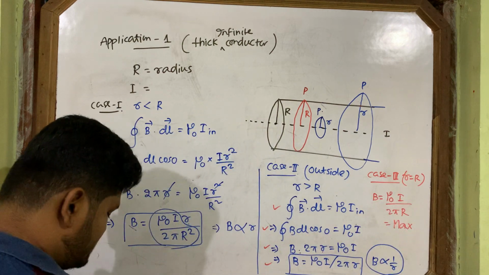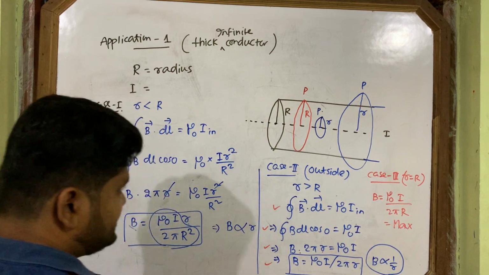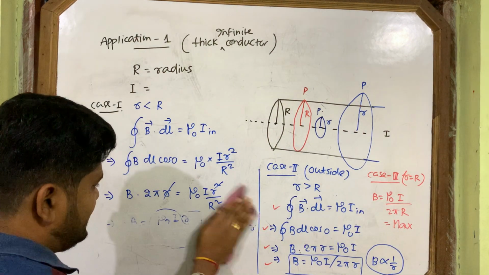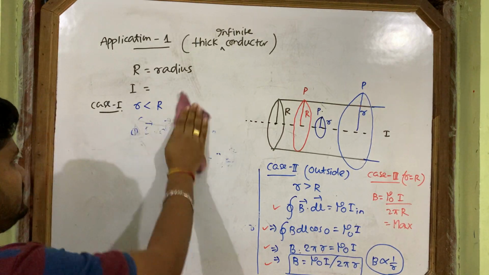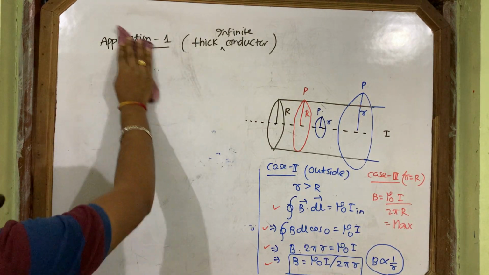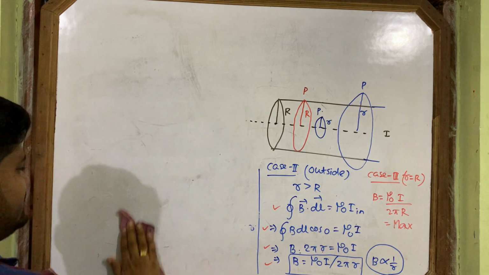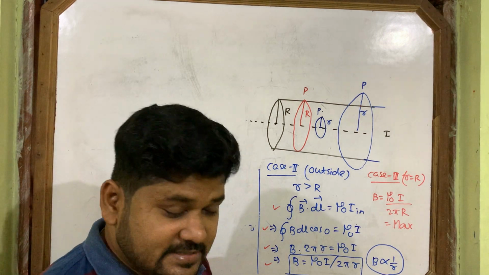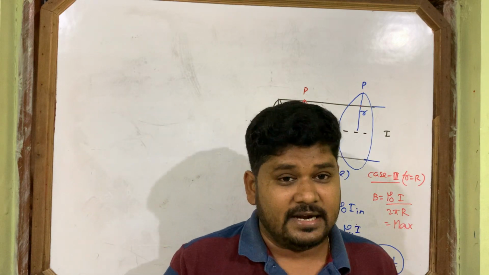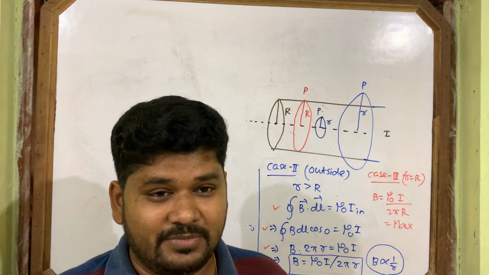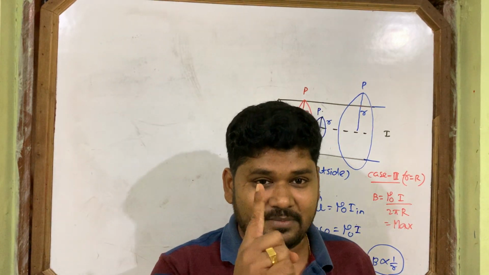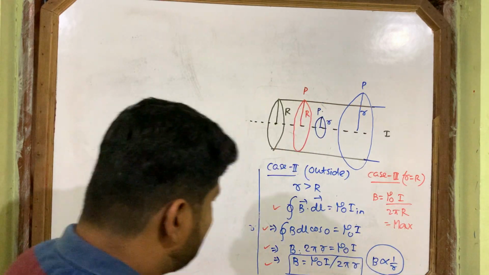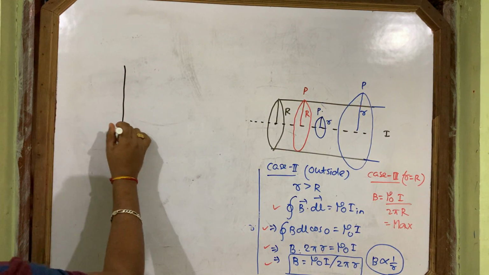On the surface of the conductor, the magnetic field is maximum when current passes through it. So this is about application 1, that is the magnetic field due to a thick conductor. We discussed its 3 special cases. At last, we will not leave the graph, because the graph is 1 mark. How will we draw the graph?